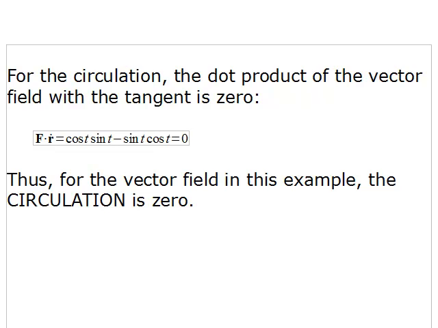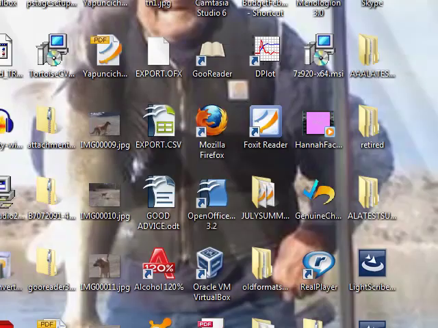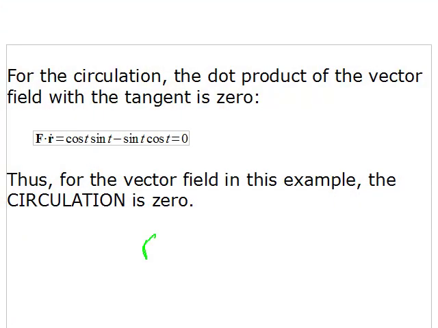And now for the circulation, we need, again, that F composed with r that we already worked up. So we're taking F composed with r dotted with r prime. Actually, that ends up being 0. We don't have to even bother integrating that. That's 0.